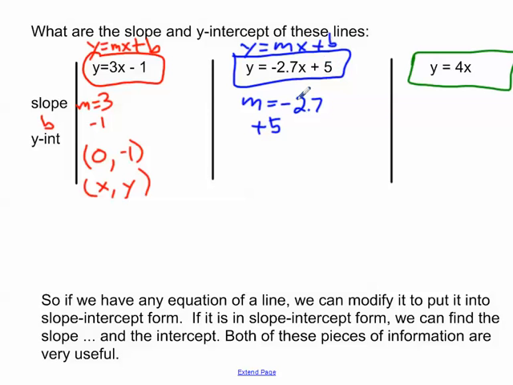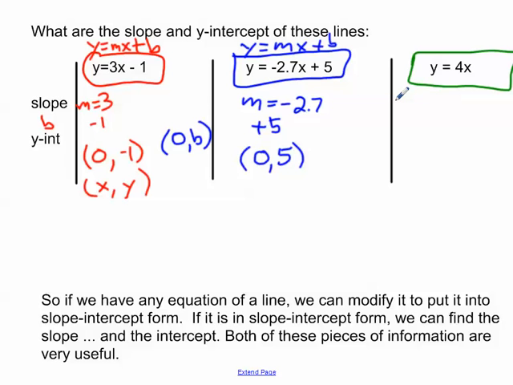+5, positive. All right, well then the y-intercept happens when x equals 0, and when b here is 5, the y-intercept happens at (0, b), because y-intercept happens when x equals 0. The b here is 5. The b here is -1.